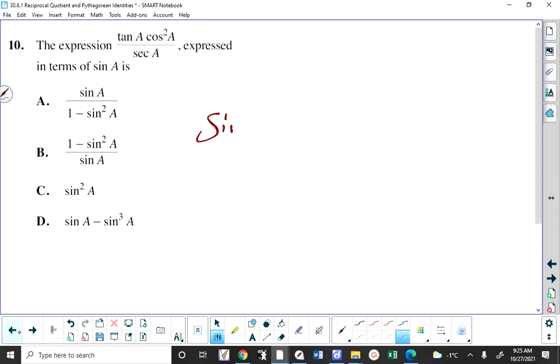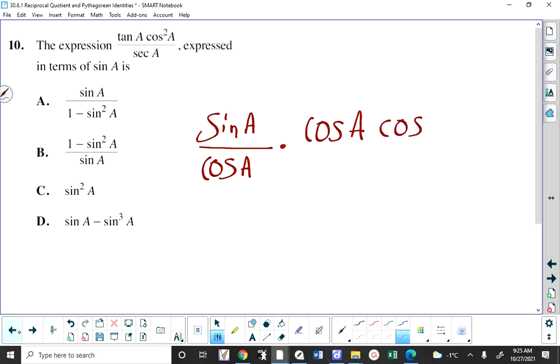Tangent of A is sine of A over cosine of A. Then we're multiplying by cosine squared of A, which, just for the purposes of explaining the canceling, I'm going to write as cosine of A times cosine of A. You don't need to do that. If you know cos squared of A over cos of A leaves you with cos of A on the top, that's fine. I'm just expanding it out to be more explicit in my cancellation. This is over secant, which is 1 over cosine of A.